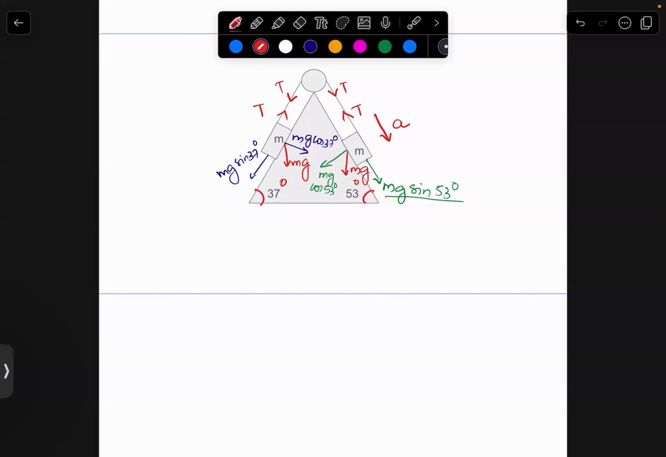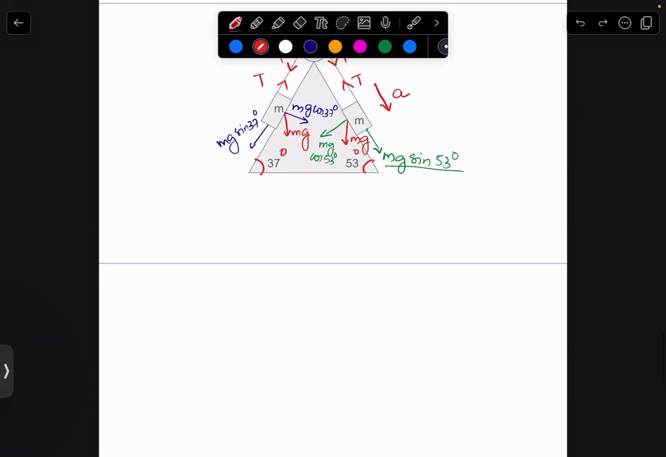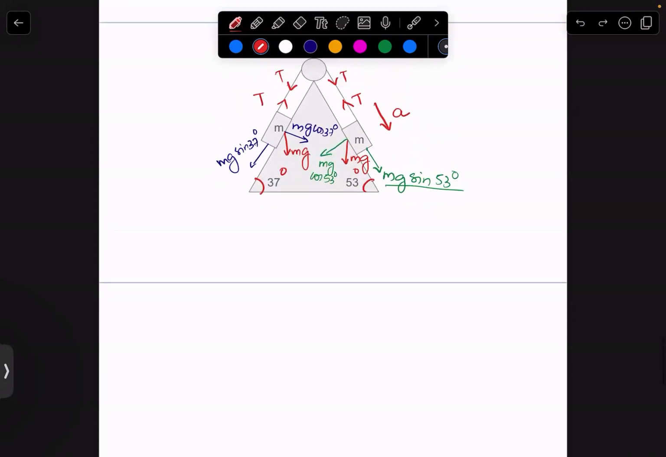Even if you assume it in the opposite direction, there is no problem, because once you solve, the end result will have a negative sign. That gives you the idea that whatever direction you assumed for the acceleration is wrong. Okay. So what is going to happen?